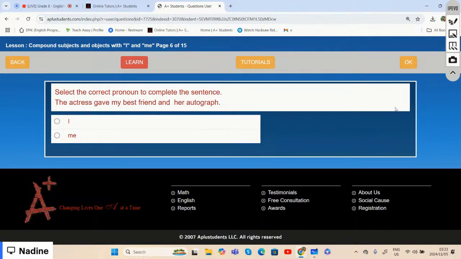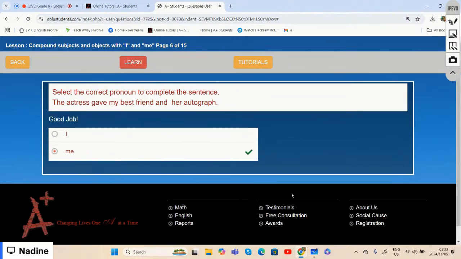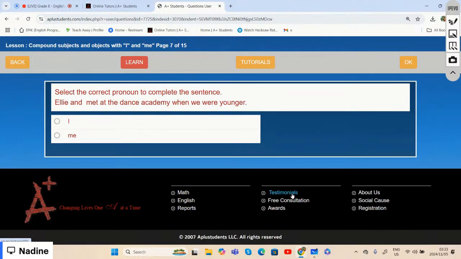And if we were to choose the correct option, then yes, well done. Option two is correct. She gave my friend and me. Ellie and, do we say Ellie and I met at the dance academy when we were younger, or do we say Ellie and me met at the dance academy when we were younger? Ellie and I or Ellie and me?